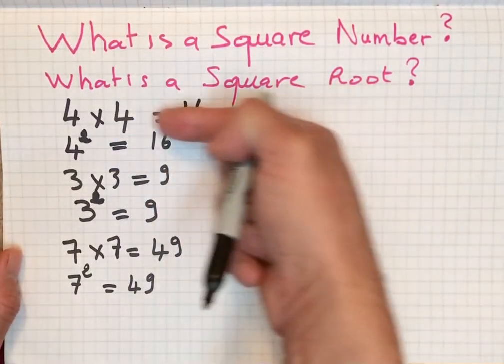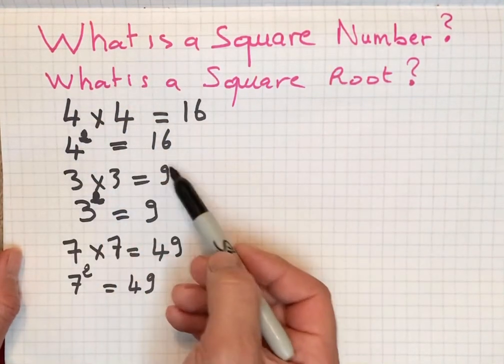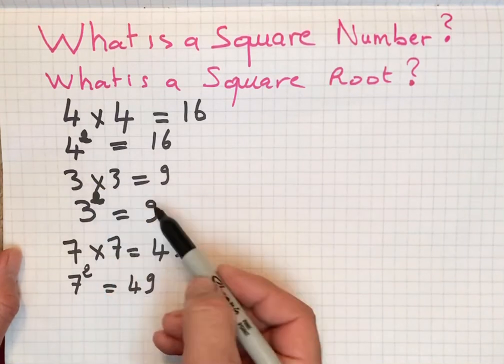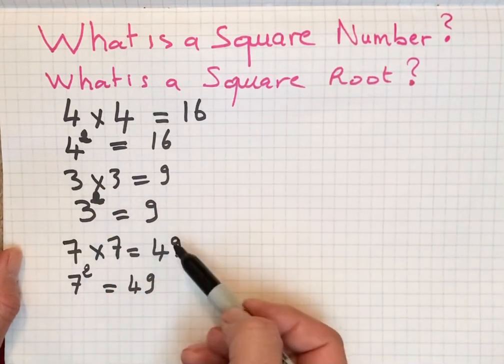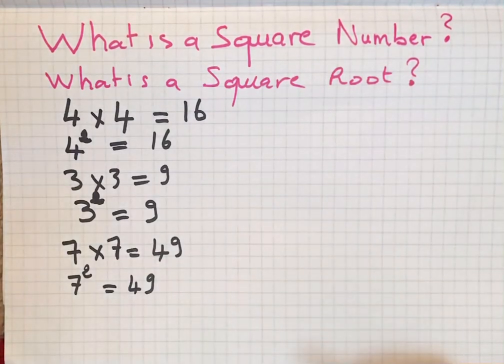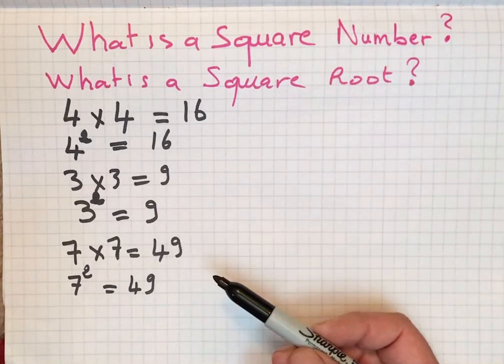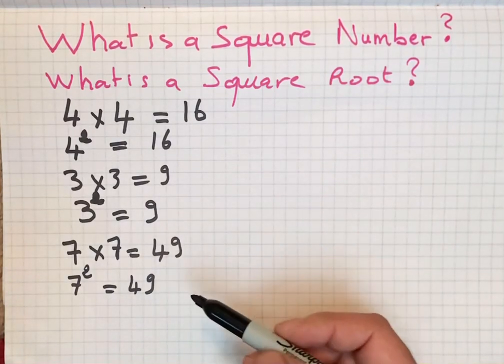If we go in reverse, the square root of 16 is 4. The square root of 9 is 3. The square root of 49 is 7. The square root of any number is the number we multiplied by itself to find that number.